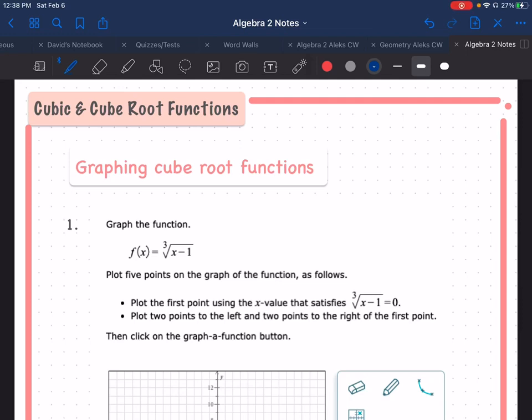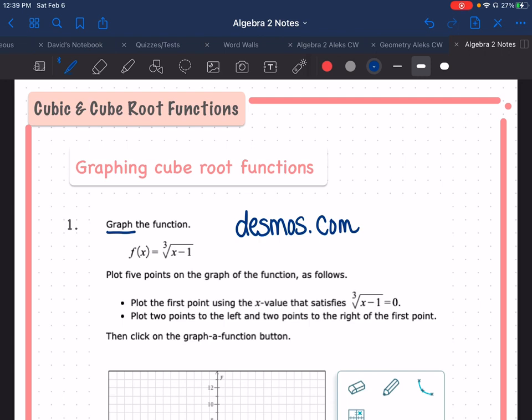Today's lesson is cubic and cube root functions. We're going to start with how to graph cube root functions. Because this question in Alex is asking you to graph the function, we're going to go over to desmos.com and click on the graphing calculator.